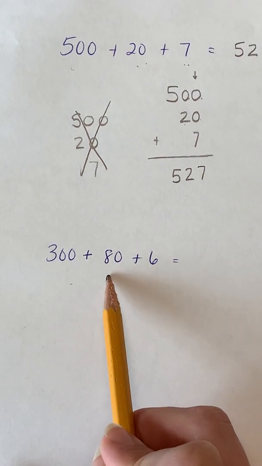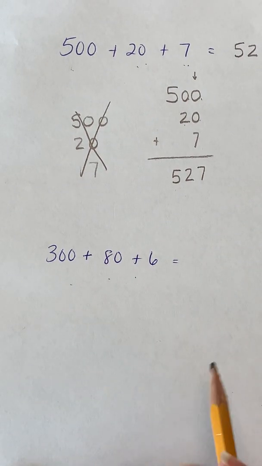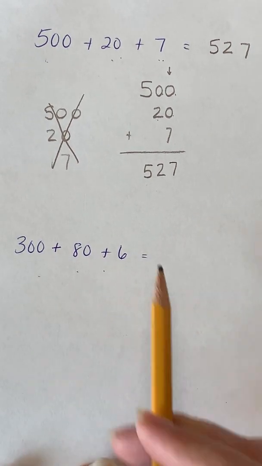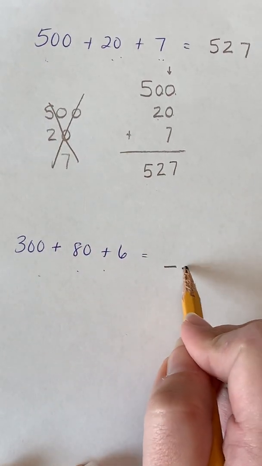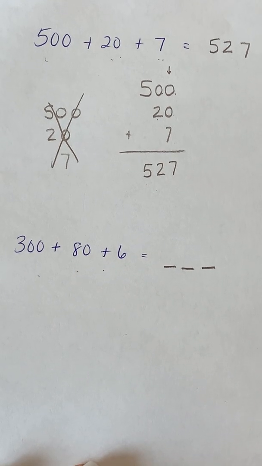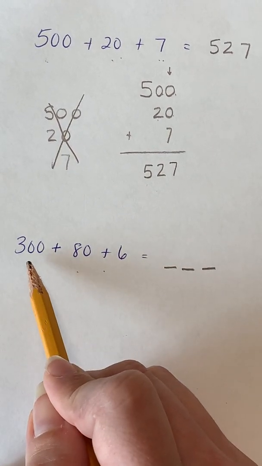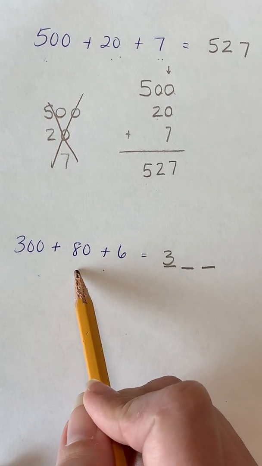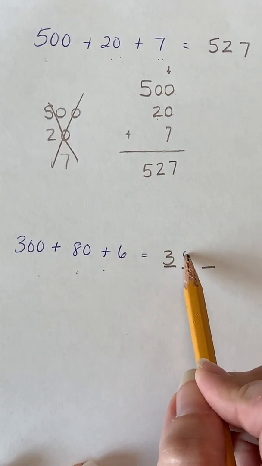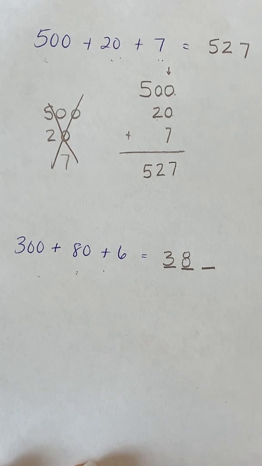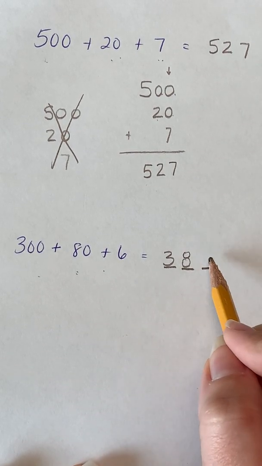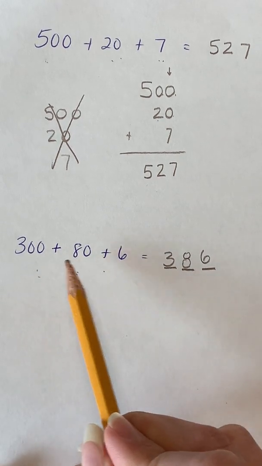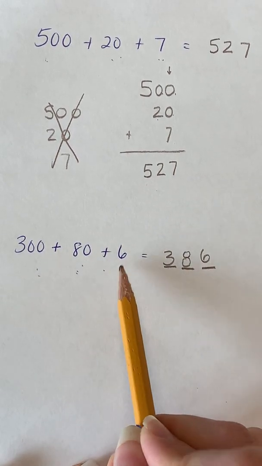Try 300 plus 80 plus 6. 3 digits, 3 sets of numbers, so my answer will have 3 digits. How many hundreds? 3. How many tens? 8. And how many ones? 6. 386.